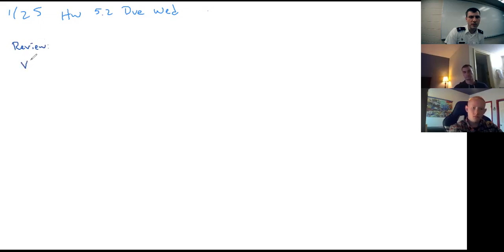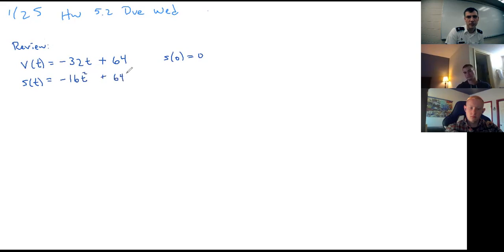We had a velocity function, v of t, and that was negative 32t plus 64. And then we figured out a position function, s of t. We found that through an antiderivative and an initial position. The initial position s of 0 was supposed to be 0. So we found s of t was negative 16t squared plus 64t.